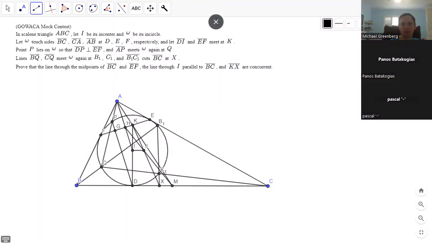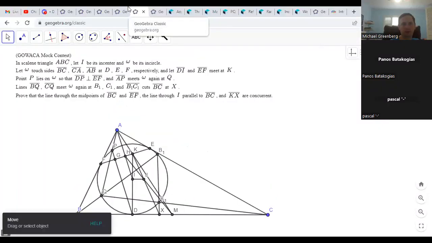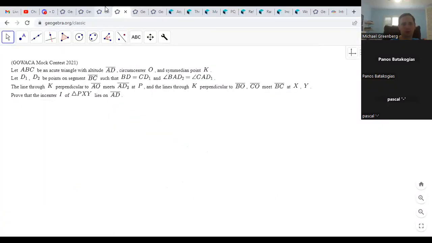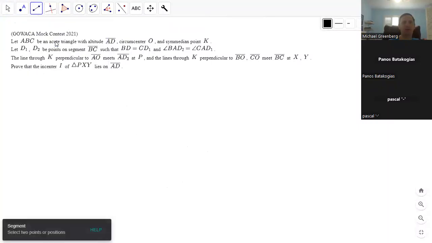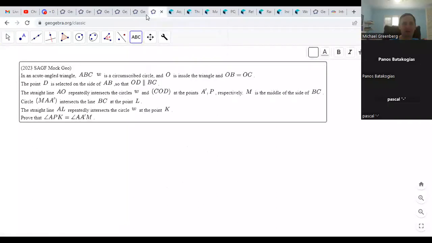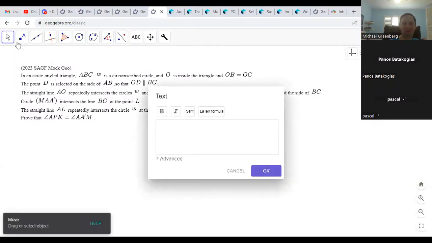Sorry. I think there was one that looked a little bit easier. Let's see. This one looks like it might be easier. So we have a triangle with altitude AB. Oh, it has a symmedian point. Maybe it's not that easy. Didn't realize that. Let's do this one. I just want to try one easier problem today. So this is a different contest. It's a mock geometry contest.